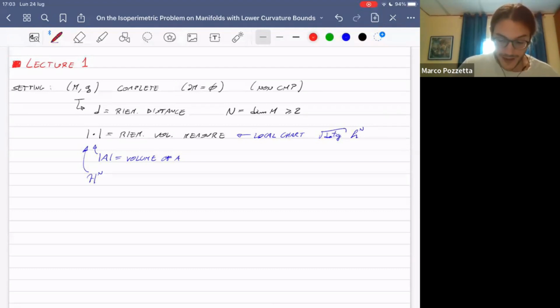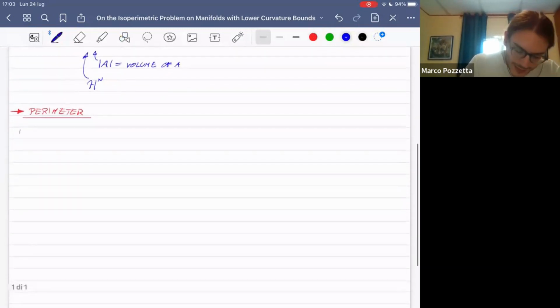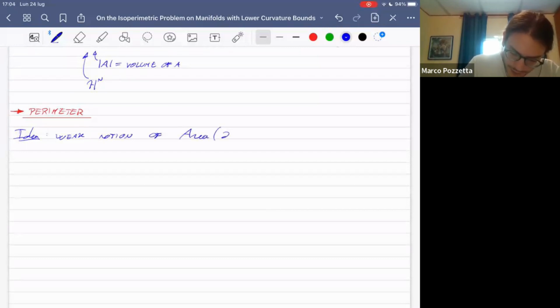So we need to define, first of all, our favorite energy for this mini course. The isoperimetric problem is going to be a variational problem. We want to minimize something, and the energy that we would like to minimize is the so-called perimeter. So perimeter is the first thing I want to define. What is the idea behind the definition of perimeter? Well, the idea is the following. We would like to give a weak notion of the area of the boundary of a set.